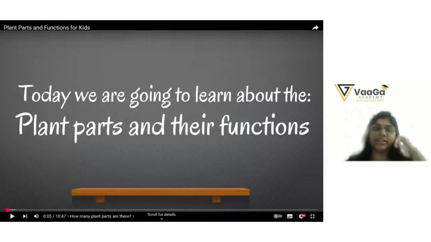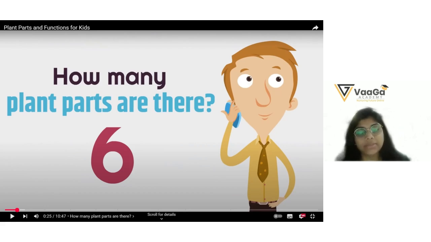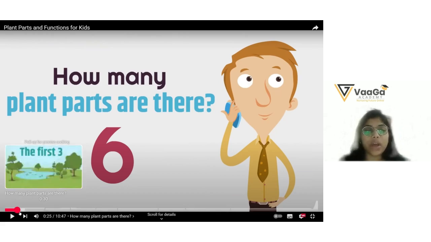Yes. Okay, that's great. So now let's learn about the plant's parts and their functions, correct? So how many plant parts are there? There are six plant parts, okay? So what are they? Any guess, Pramit? What are the six parts of the plant? Leaf, roots, and the stems, and the branch. Very good. Right. So now let's learn it.